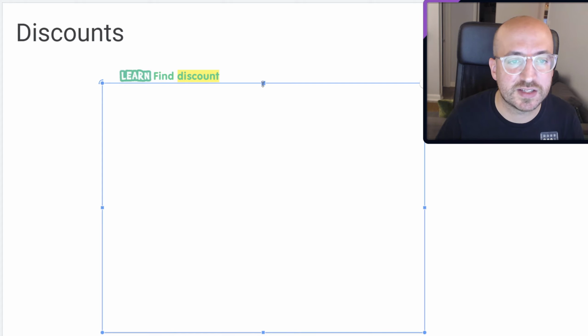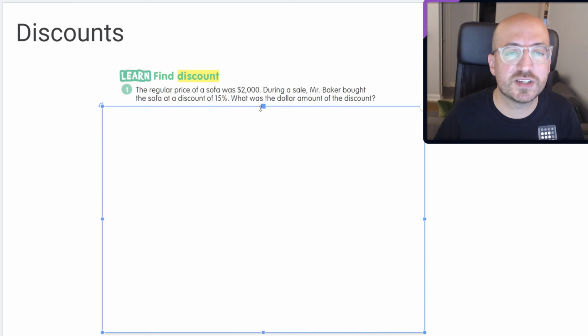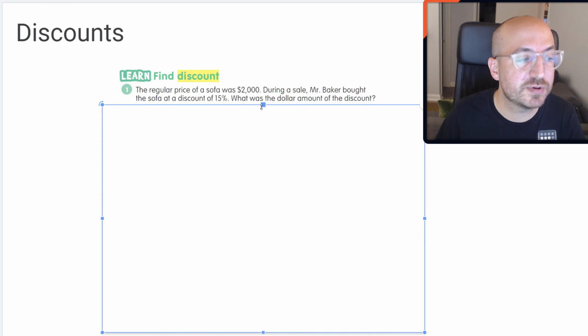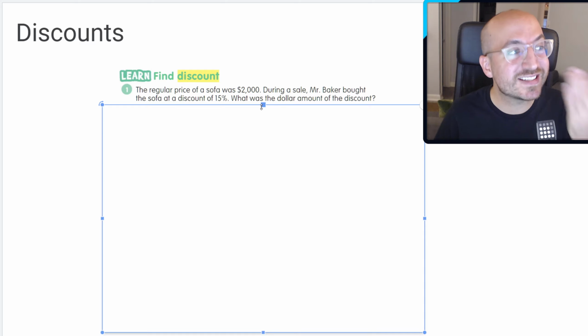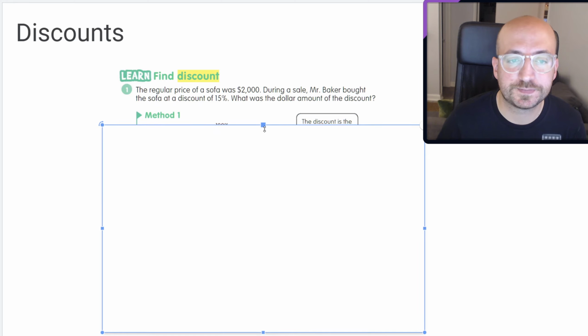So let's take a look at this example. We're going to buy a sofa today. The regular price of a sofa was $2,000. During a sale, Mr. Baker bought that sofa at a 15% discount. So how much was the discount? That's this question. So it's just a one-step calculation.